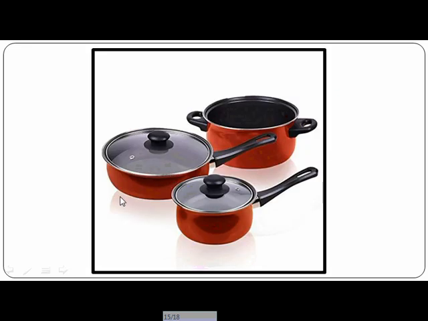Now, the pots are made of two materials. Number 1, the good conductors of heat, which is the metal itself, to cook the food. And number 2, the insulators, the bad conductors of heat, which are the handles of the pots, in order to carry them easily.